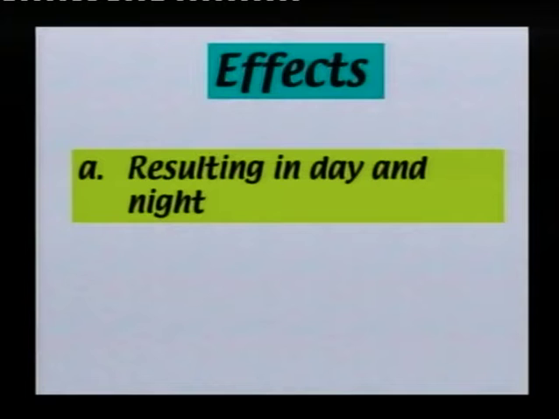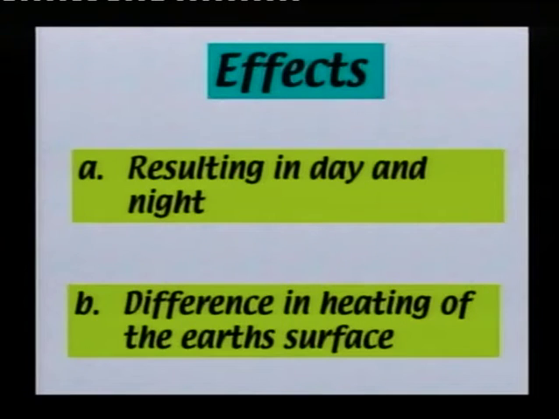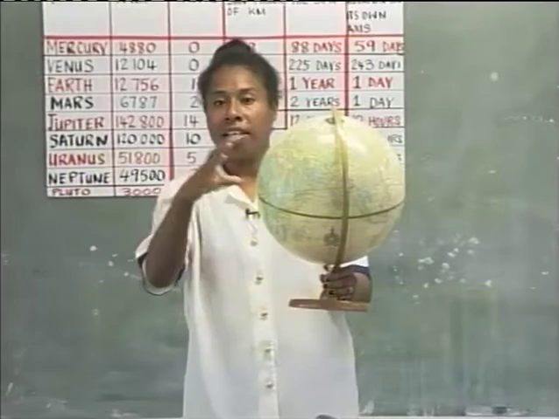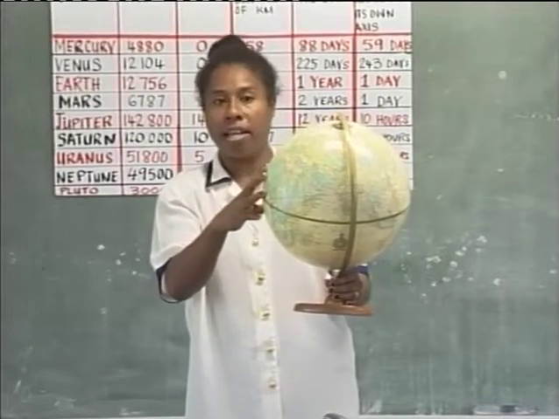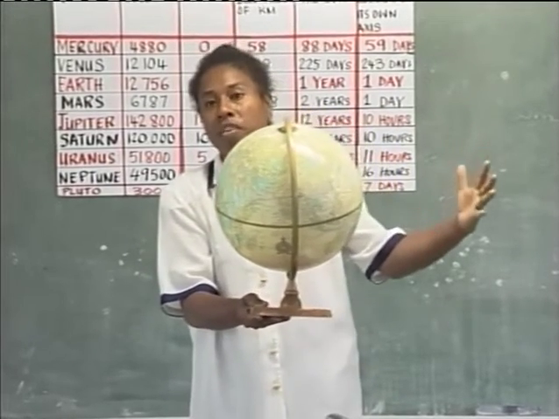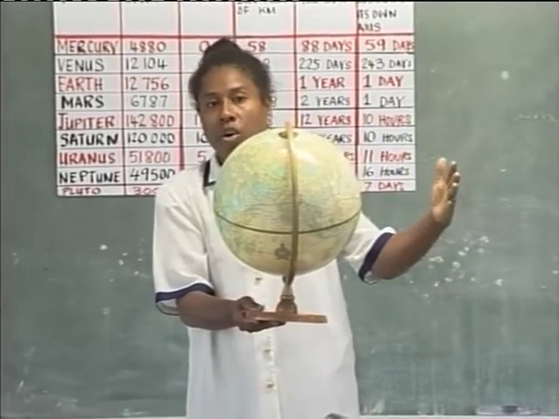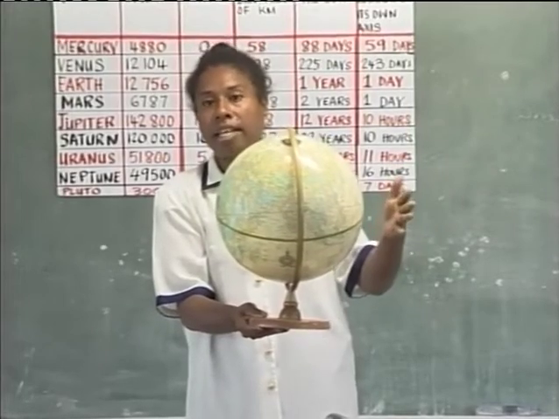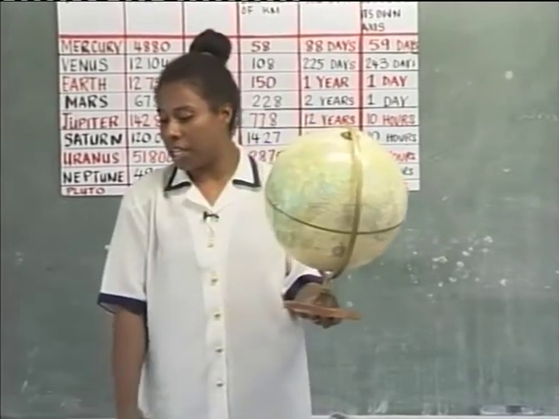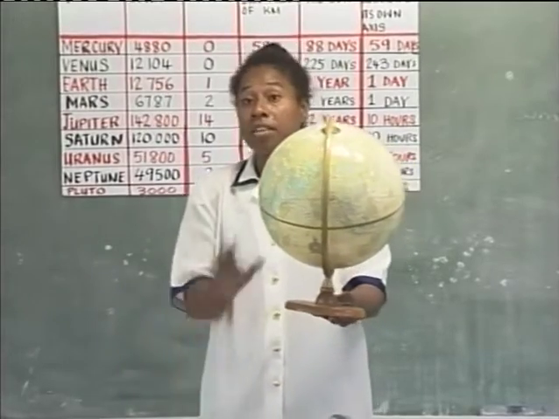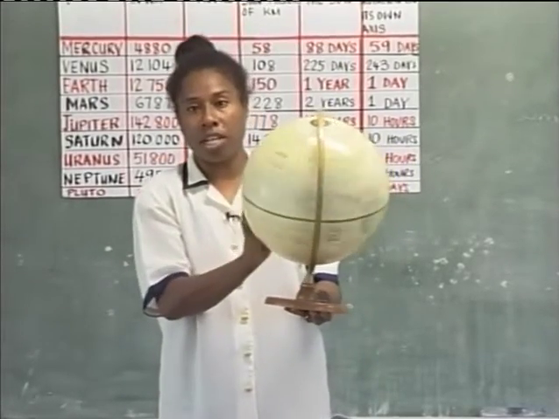The second important effect of the movement of rotation is the difference in heating of the Earth's surface. The areas which are facing the sun during the day would be a little bit warmer than those areas which are away from the sun, or those areas which are experiencing night. And that's basically what we mean when we talk about the difference in heating of the Earth's surface as a result of the Earth's rotation.